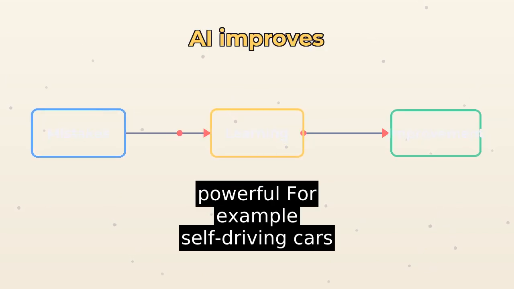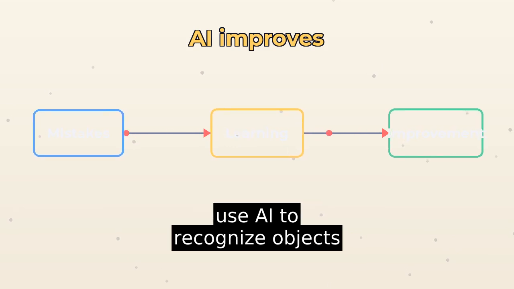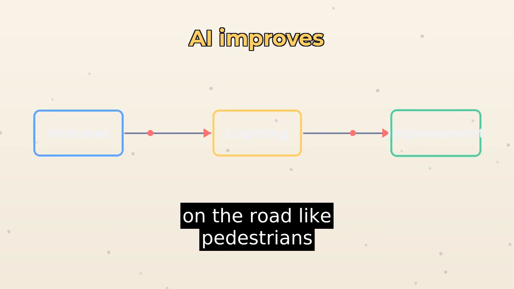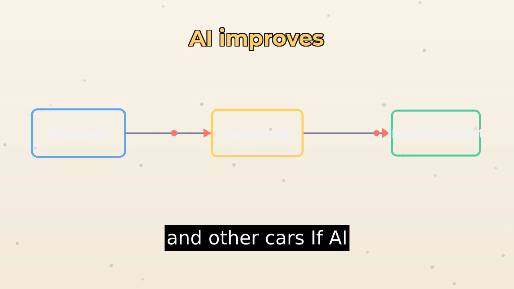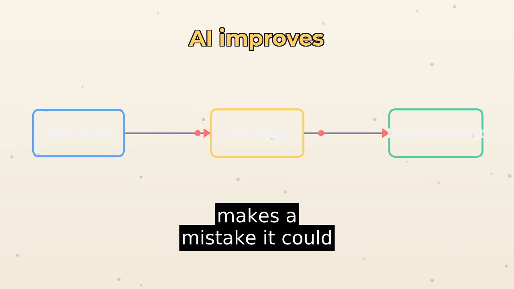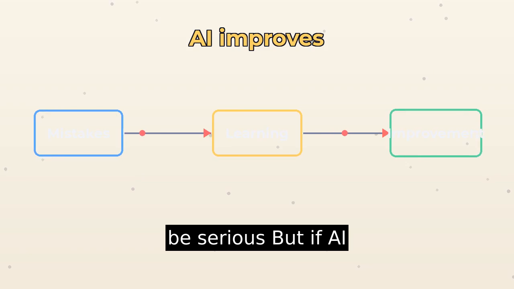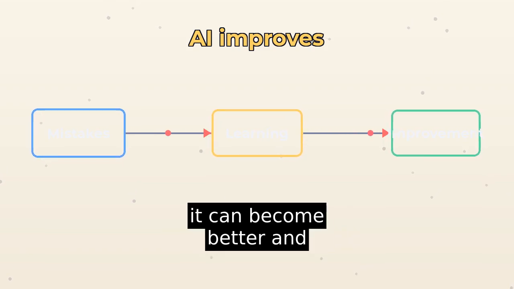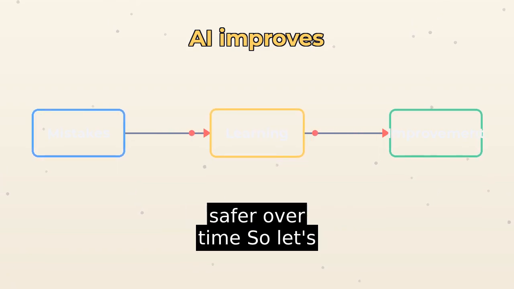For example, self-driving cars use AI to recognize objects on the road, like pedestrians and other cars. If AI makes a mistake, it could be serious. But if AI can learn from its mistakes, it can become better and safer over time.